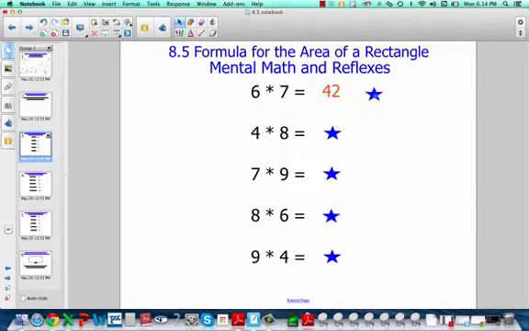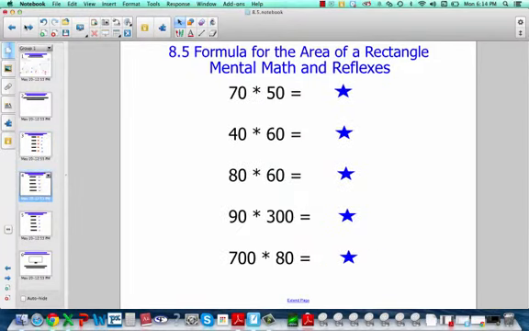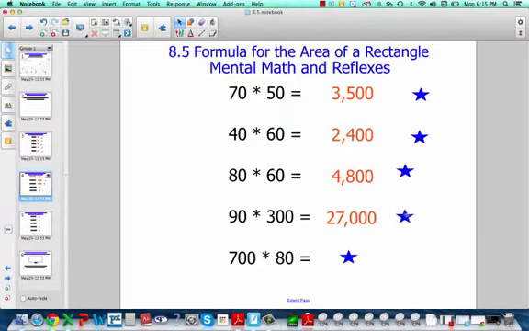6 times 7 is 42, 32, 63, 48, and 36. Pause your video. Remember, with zeros in multiplication, you add them on. Pause your video. 35 with 2 zeros, 24 with 2 zeros, 48 with 2 zeros, 27 with 3 zeros, 56 with 3 zeros.